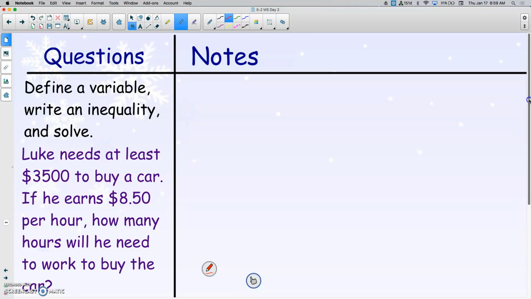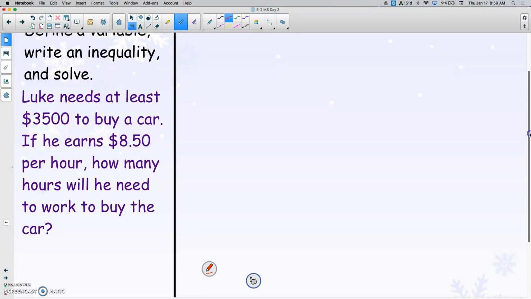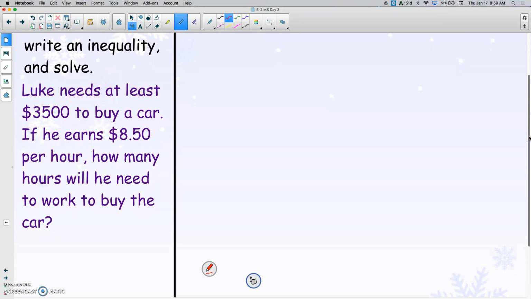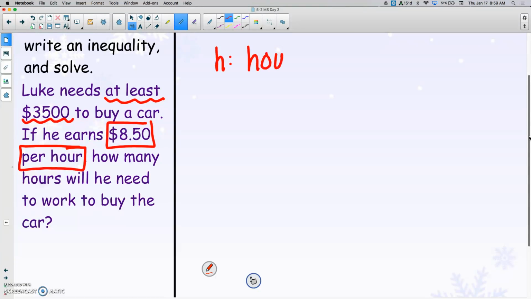Our last example is a word problem. So this one says, define a variable. That means choose a variable, write an inequality, and solve. Luke needs at least $3,500 to buy a car. If he earns $8.50 per hour, how many hours will he need to work to buy the car? So I'm going to use H for my variable to represent hours. If he is paid $8.50 per hour, I need to attach my letter H to that hourly wage.